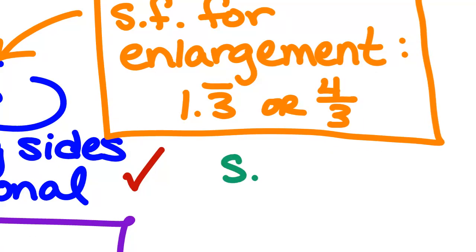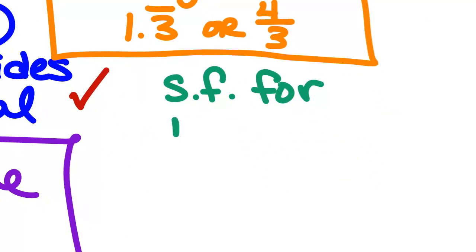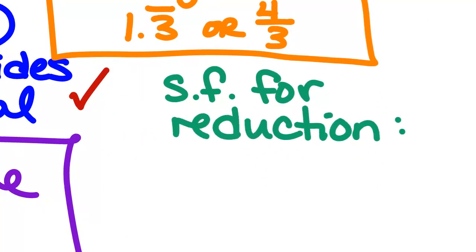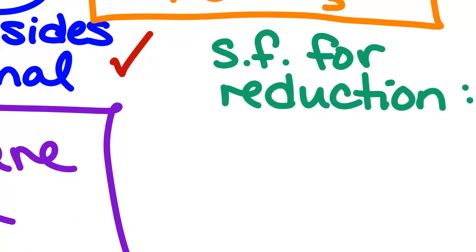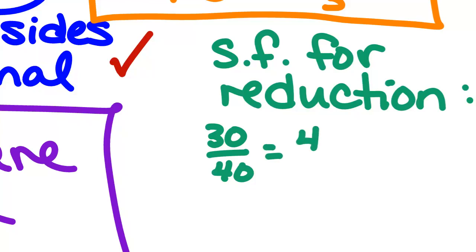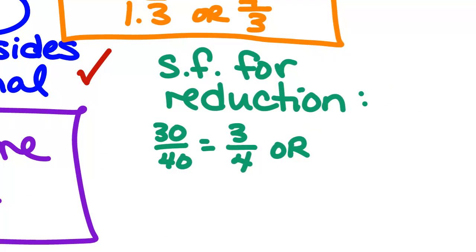There you go. Scale factor for the reduction. You're absolutely correct. Would have to be 3 over 4, which we can see if we switch our fractions around from the beginning, 30 over 40. That simplifies down to 3 over 4. Or does anybody know what that would be in its decimal form? 0.75.